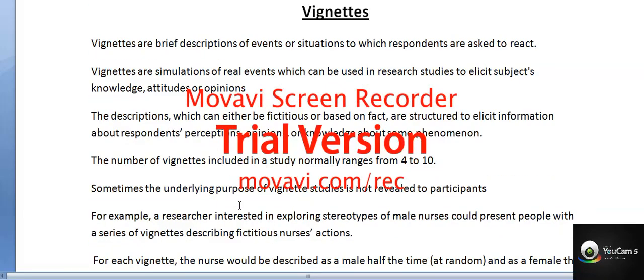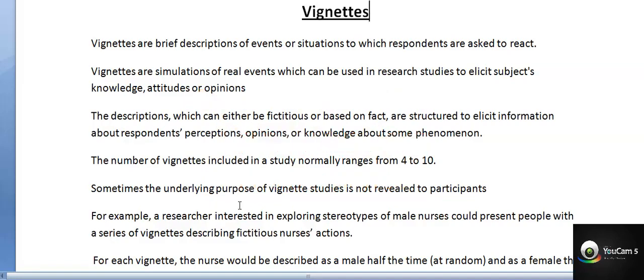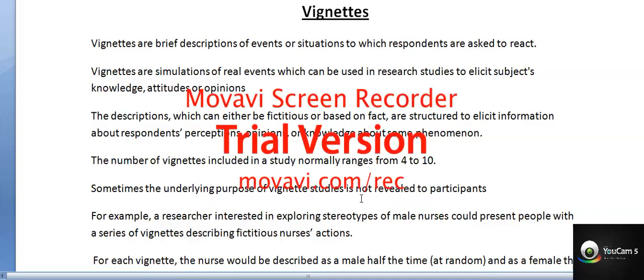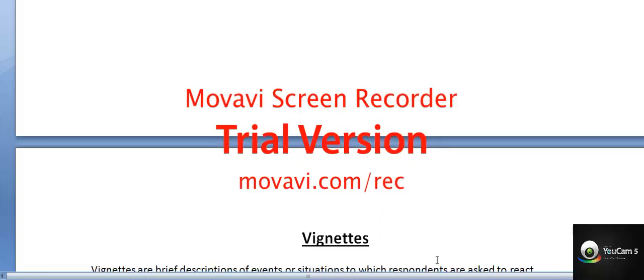So hope you understood. Vignettes are nothing but simulations of real events that are given, and the respondents are requested to act towards that situation. So you have to include 4 to 10 vignettes for a research study, and the purpose of the vignette should not be revealed to the participants. Hope you understood. Thank you for listening.